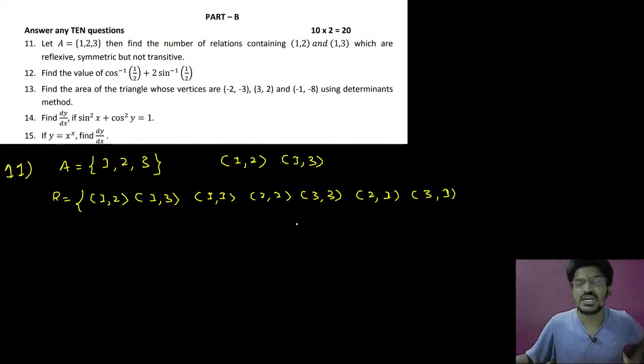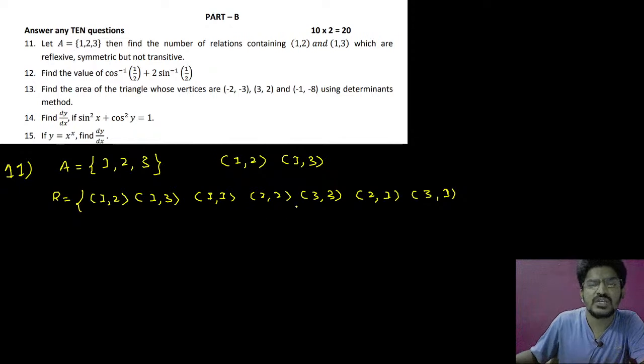If you want to check transitivity, don't worry about (1, 1), (2, 2), (3, 3). You just check with (1, 2), (1, 3), (2, 1), (3, 1). So (1, 2) and (2, 1) present means (1, 1) should be present. Here (1, 1) is present. That means it is transitive. (1, 3) is present, (3, 1) is present, so (1, 1) is present, no problem.